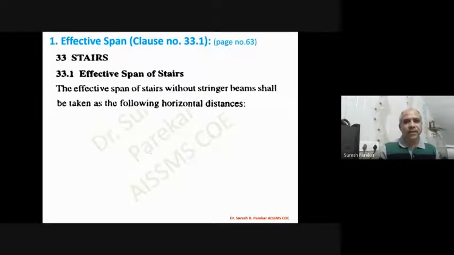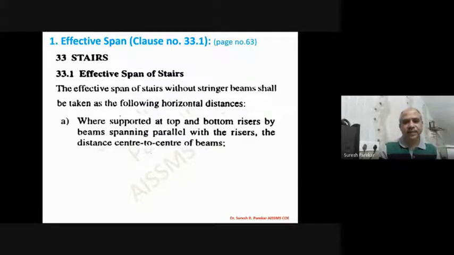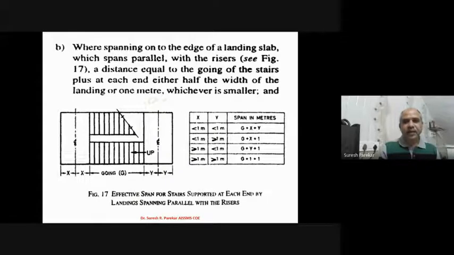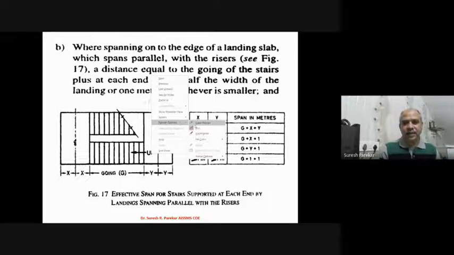Now we can see we have this clause number 33. The effective span of stairs without stringer beams shall be taken as the following horizontal distances. Where supported at top and bottom risers by beams spanning parallel with the risers, the distance center to center of beams. Then B, we have when spanning onto the edge of a landing slab which spans parallel with the risers. So this is an important one.